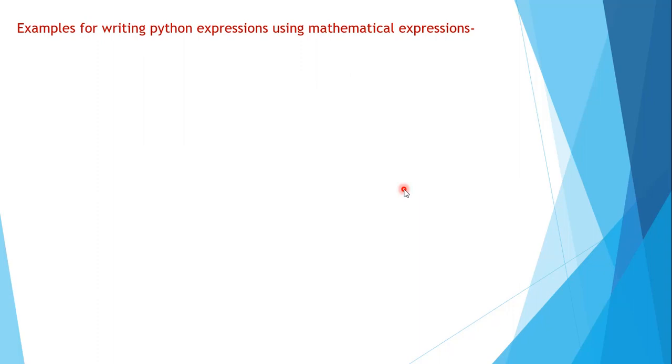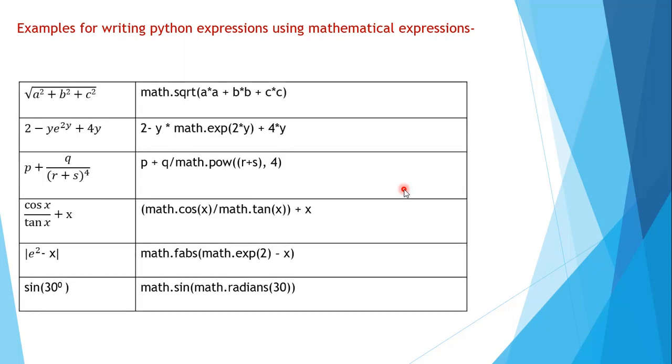Examples for writing Python expressions using mathematical expressions. Suppose we have the square root of a square plus b square plus c square. How can we write this in a mathematical way? First, you have to take the square root, so you will use math.sqrt, as we have already discussed about this function. Inside this sqrt you have a square plus b square plus c square, so you will write a into a plus b into b plus c into c.